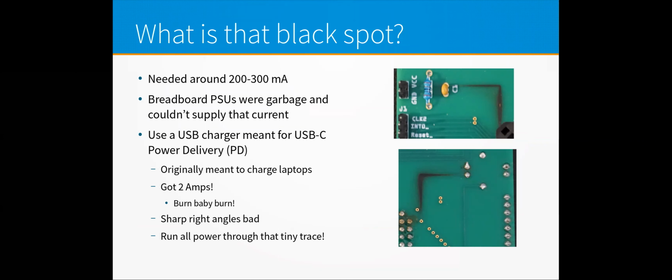The processor needs about 200 to 300 milliamps, and my little breadboard power supplies could not supply that current. You'd power on the processor, and the entire thing would shut down. So I had the bright idea of taking a power charger meant to charge USB-C laptops. They should do it, it's fast charge. It's great, it won't dip or anything like that. But it also has USB-A ports. So I plugged that in, used a little USB voltmeter, and plugged that into the breadboard power supply.